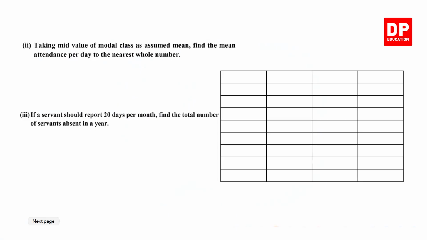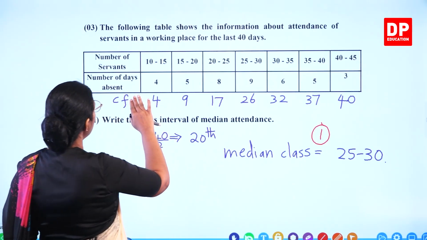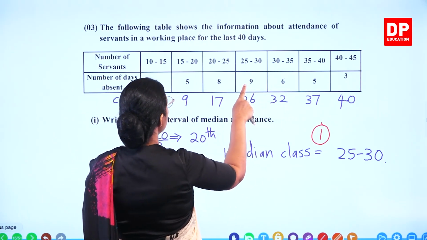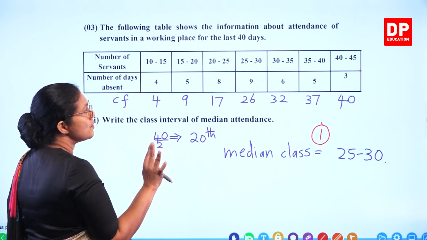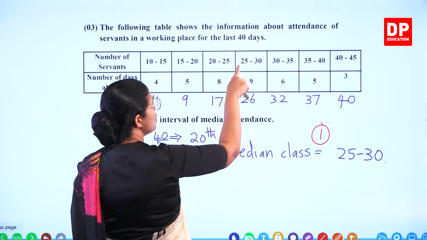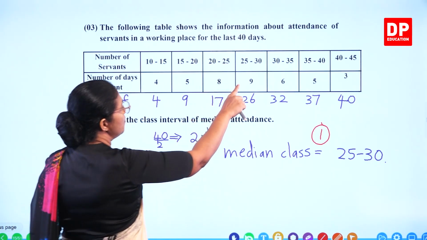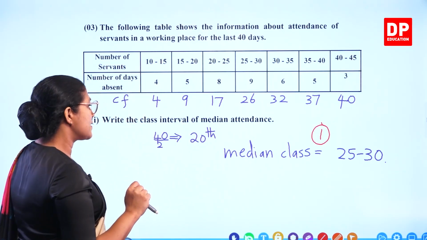Next part, taking the mid value of the modal class as the assumed mean, find the mean attendance per day to the nearest whole number. So what is the modal class? The highest frequency comes here, 25 to 30. The midpoint of this one is the assumed mean for the next part.